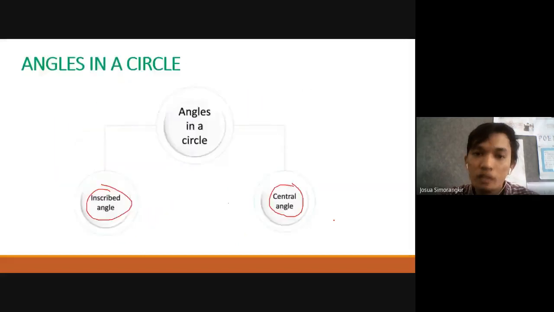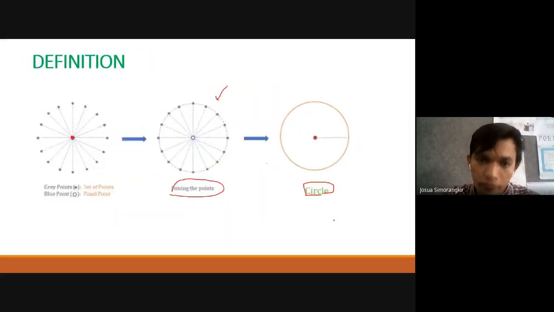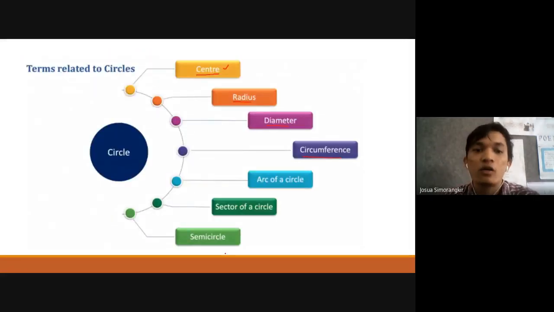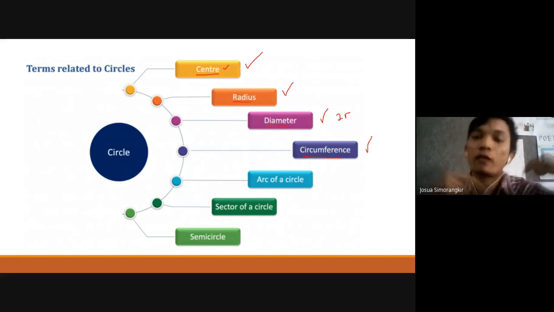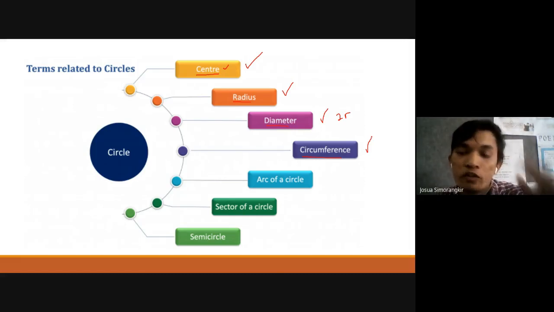Let's go to the beginning here. So here is the beginning. We have done everything. We know about the center. We know about the radius. We know about the diameter, which is 2r. We know about the circumference, but very often we call it the perimeter, the circumference of the circle.